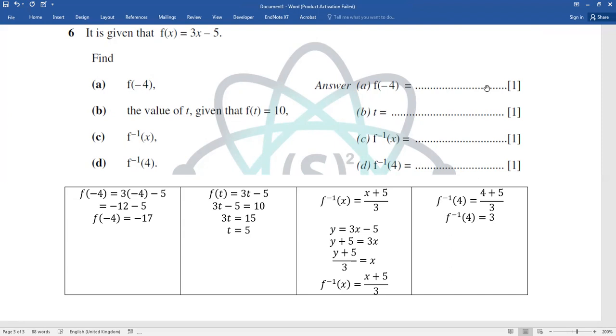Okay. Now let's do a few paper 2 related questions. You can use the calculators for this one.